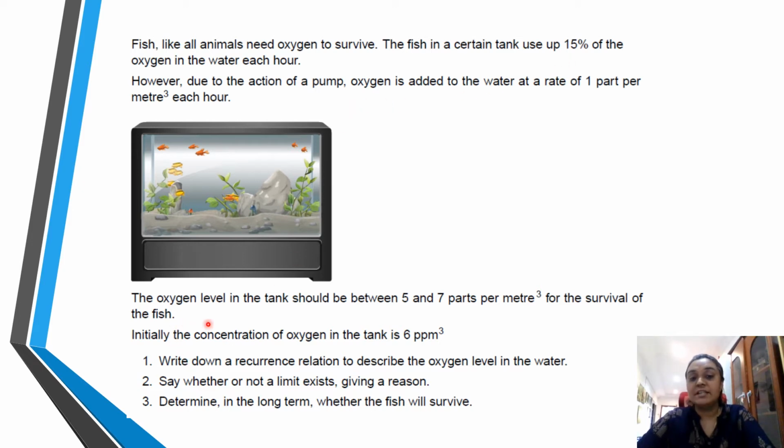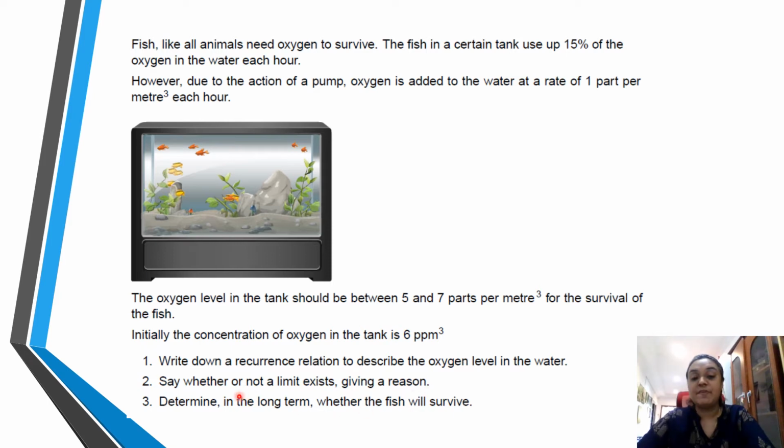The oxygen level in the tank should be maintained. It's ideal when the oxygen level is between 5 and 7 parts per meter cube for the survival of the fish. And the initial concentration of oxygen in the tank is about 6 parts per meter cube. Okay, so the first question here is to write down a recurrence relation to describe the oxygen level. In order to write out the recurrence relation, you have to consider all the information I highlighted earlier.